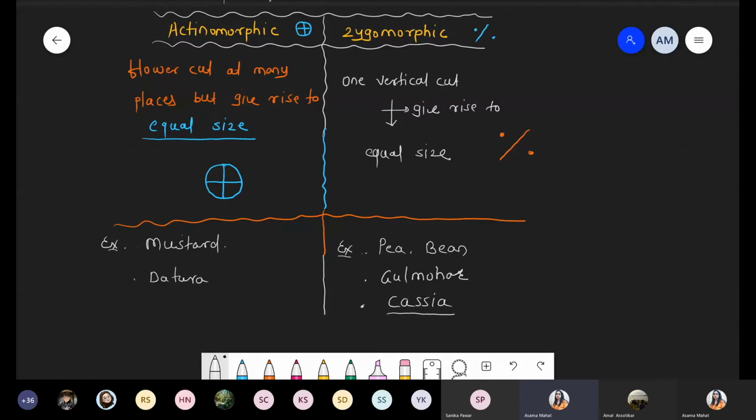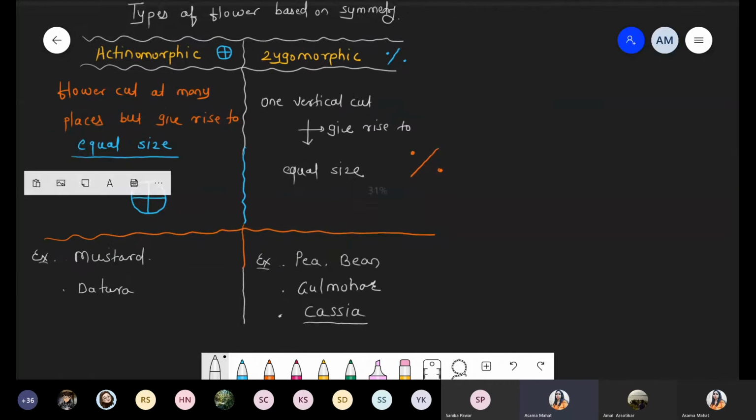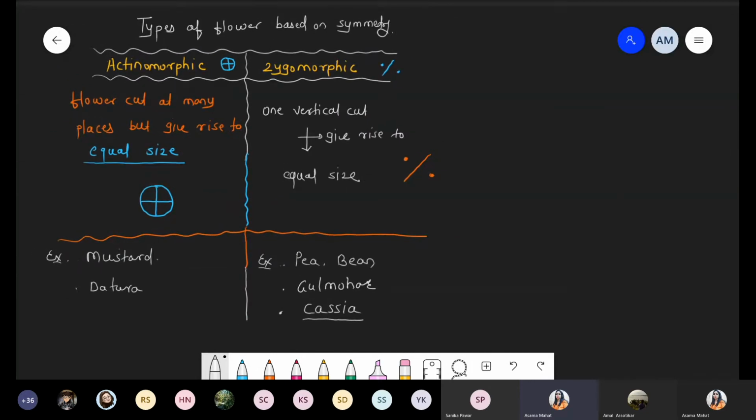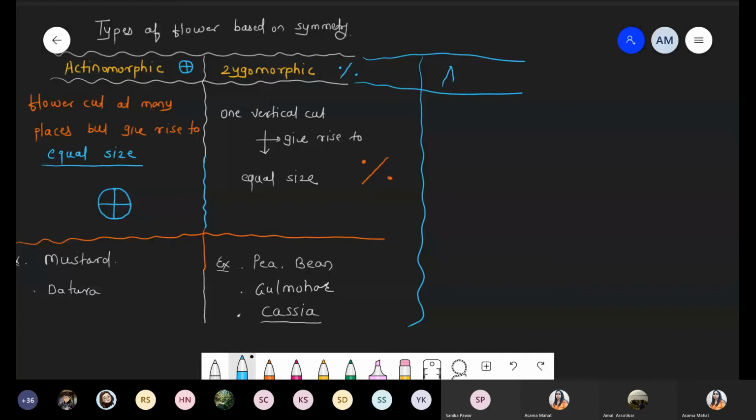Next condition we are talking about, इसी को हम थोड़ा continue कर रहे हैं, that is third category. Majorly basically 3, but here we are talking about the third category, asymmetric flower. No symbol for the asymmetric flower because it's not too much important. Asymmetric flower means that flower cannot divide into two equal halves.